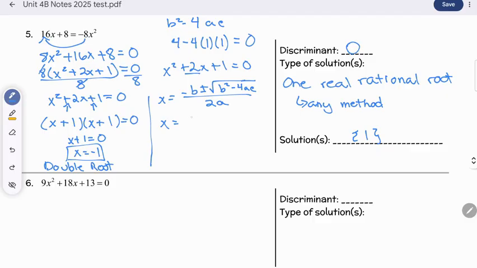So our b is going to be 2, so negative 2 plus or minus. We already figured out that b squared minus 4ac was 0. So square root of 0 all over 2 times a, which is 1. Forgot my negative over there. Negative 2 plus or minus 0, it's the same number. So negative 2 over 2 is negative 1. So again, different methods, same solution. And when you have a quadratic that has only one solution, that means you've got a double root.